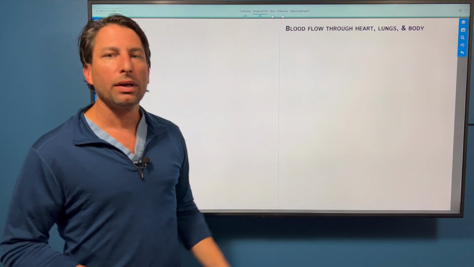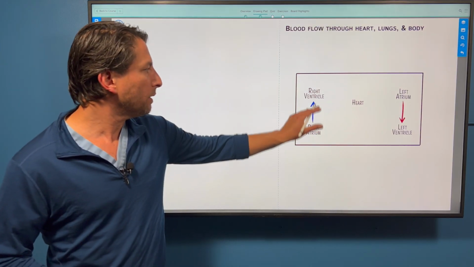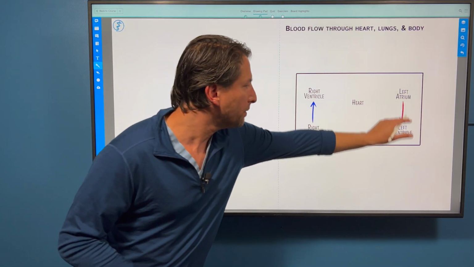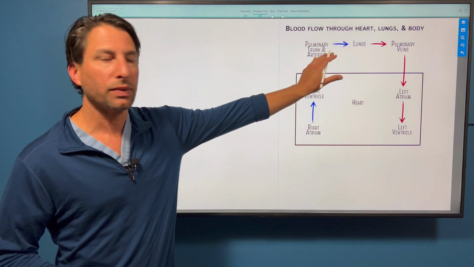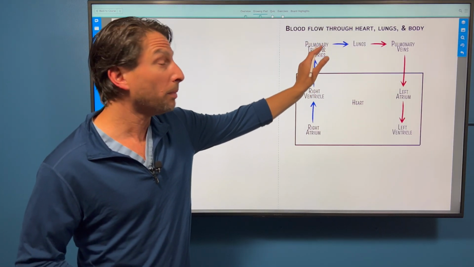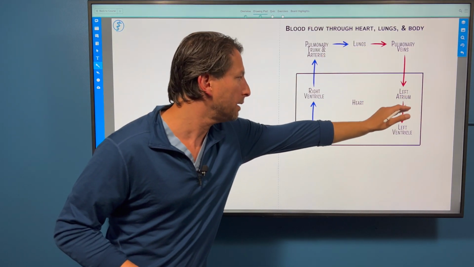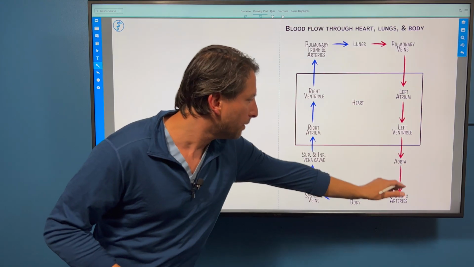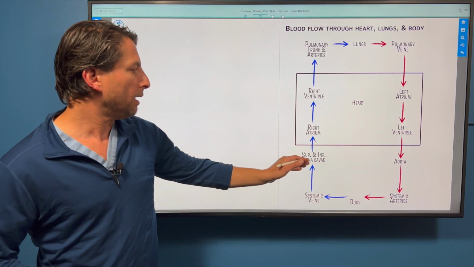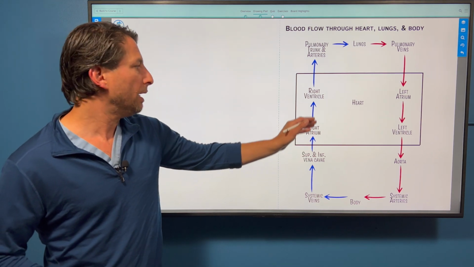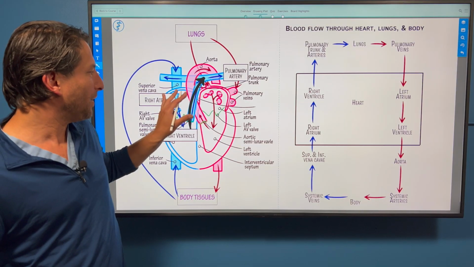Blood flow through the heart, lungs, and body. Okay, so here's our heart, right atrium to right ventricle, left atrium to left ventricle. We're adding in the respiratory tree here. It's going in through the pulmonary artery, lungs, gets oxygenated, pulmonary veins spit out the oxygenated blood. Left ventricle then goes to systemic arteries, body, and back through the loop, coming from the vena cava into the right atrium. So here is our diagram.